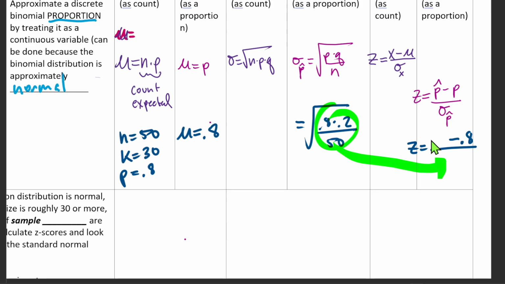The proportion that we would expect, p hat, or not that we would expect. P is what we expect. P hat is what we're going for. We're going for 30. So what would that proportion be? Well, in that case, that's 30 divided by 50, which is 0.6. And we would then put 0.6 right here, and the standard deviation on the bottom.